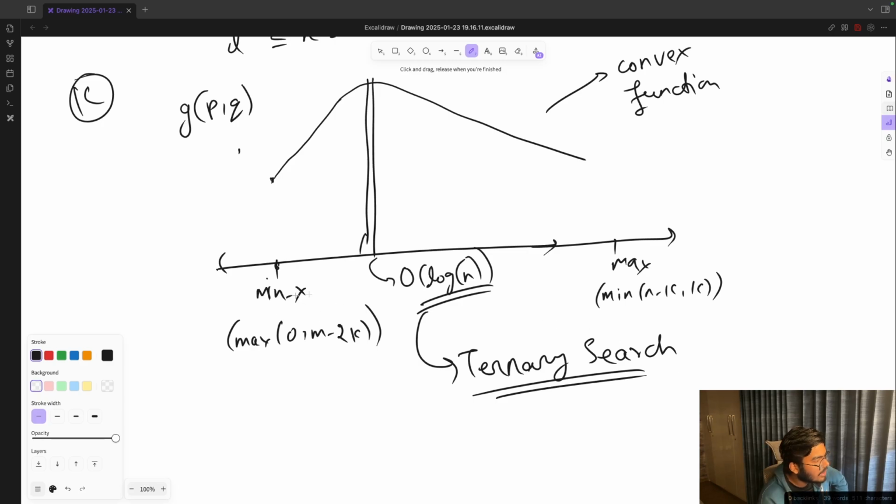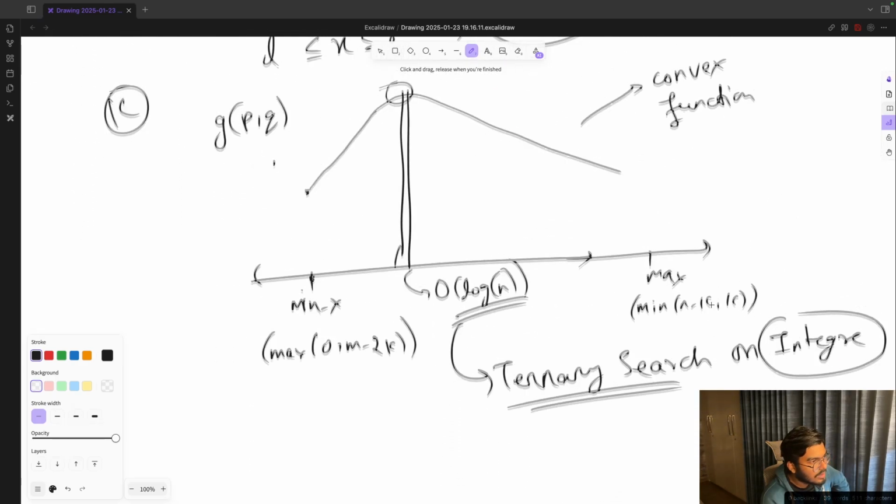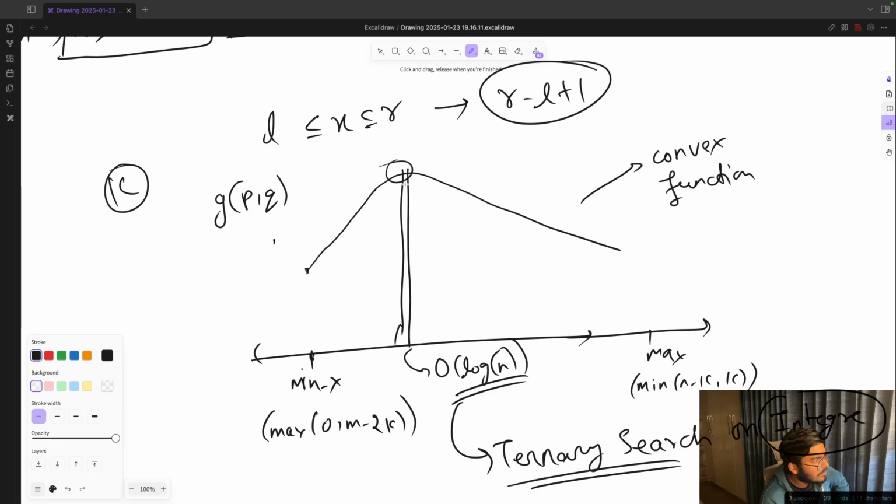But basically you have a convex function. If you want to find the maximum value in this range, the value of x where a function is getting maximized, you can apply ternary search on integers. There are a lot of blogs on how you can do it on doubles, but you need to find the way to do this on integers. Once you have done this on integers, you should be able to find it like this.